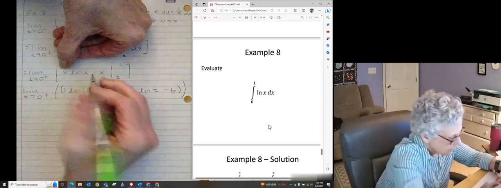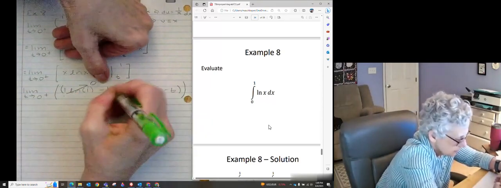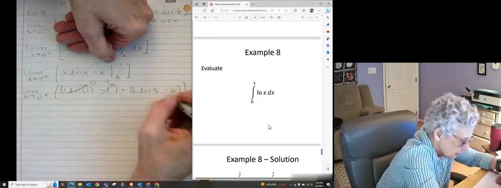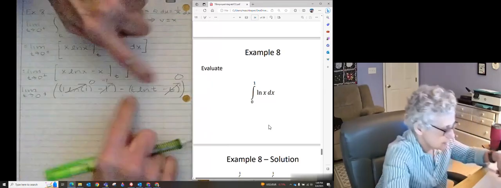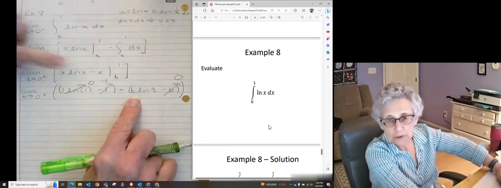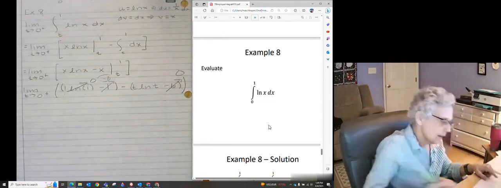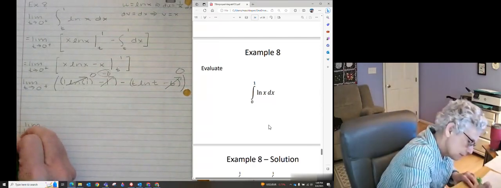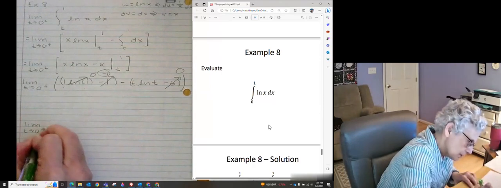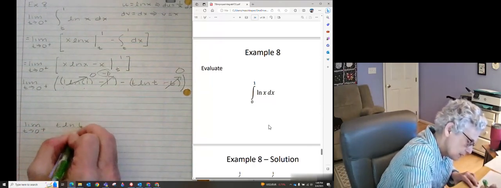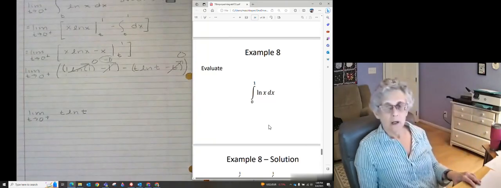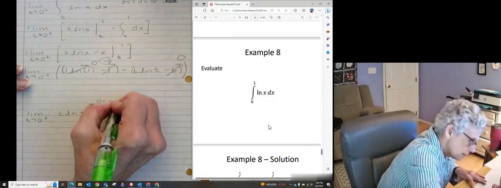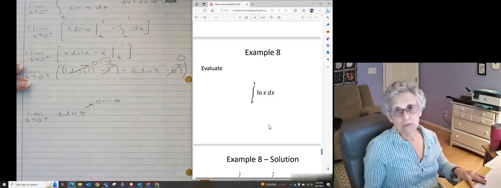Well, 1 times the natural log of 1, that's 0. That's negative 1. That's 0. This is the only troublesome thing. So far, I have just a minus 1 for my answer. Let's look at the limit as t approaches 0 from the right of t times the natural log of t. Oh no, I have an indeterminate form because this is 0 times negative infinity.